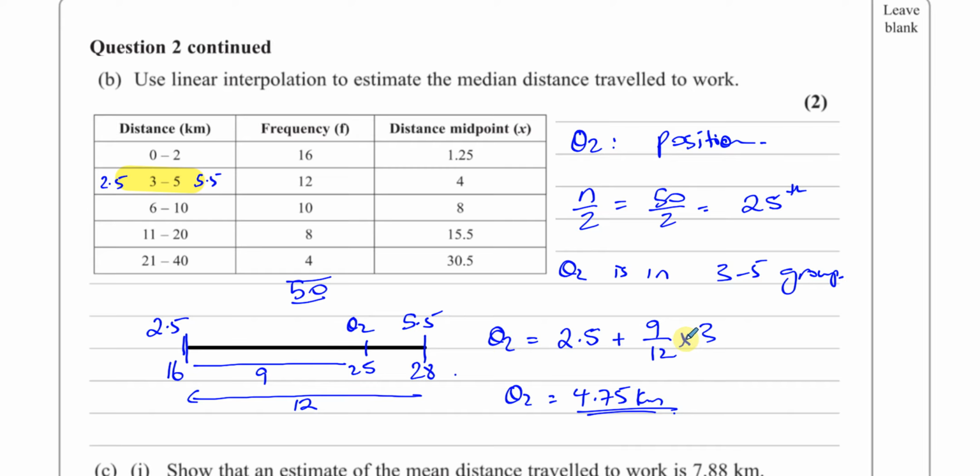As I said, some people would take n plus 1 over 2, 51 over 2, which gives 25.5, and the answer would be slightly different, but it really has no problem. Both of those are acceptable in the mark scheme. As long as you stick to one of the acceptable methods, you're fine. This is a method that I prefer to use, so that's what I'm showing in my video.